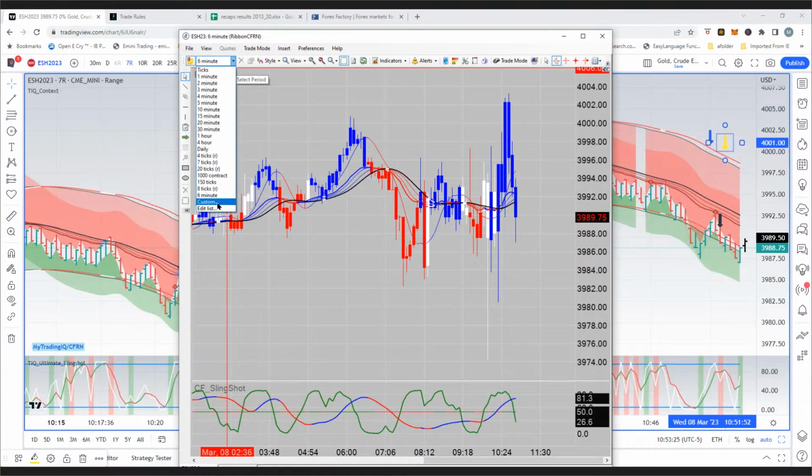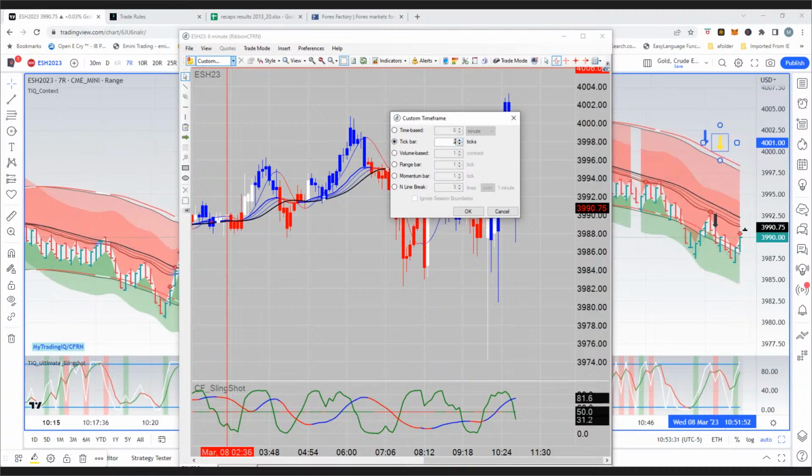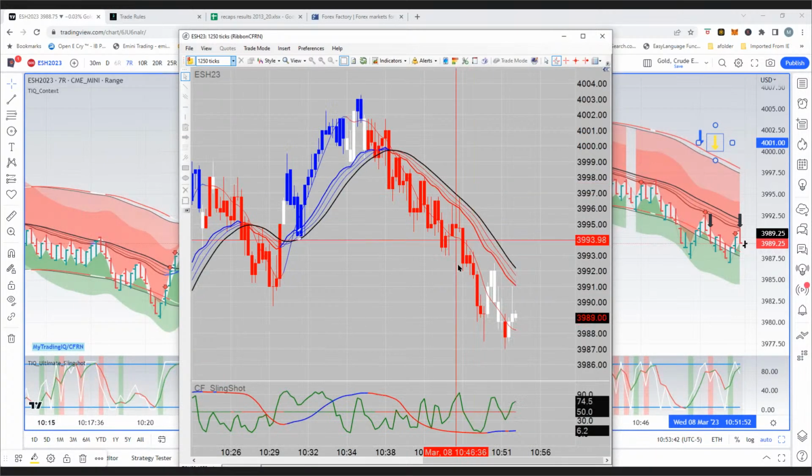And any of these other bar types, if you go in here to custom, you go to tick bar. Now the word tick means transaction. So if we do like a 250 tick bar, this is the ES, so that's not going to be good. Let's do a 1250 tick bar on the ES. That means every 1250 transactions, the bar is going to close. Again, you have no idea where that bar is going to close. All you know is that after 1250 transactions, it's going to close.